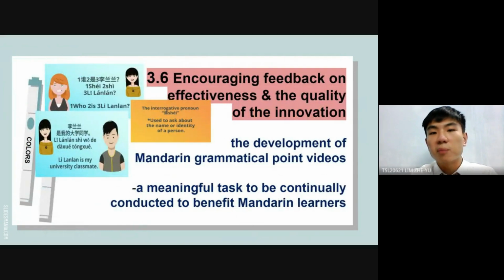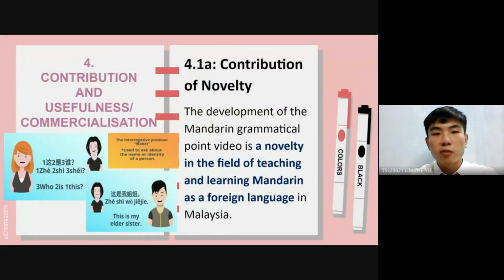The development of Mandarin grammatical point videos is indeed a successful effort and a meaningful task to be continually conducted for the benefit of Mandarin learners in Malaysia. Moving on, for point 4, I'll be talking about the contributions and usefulness of the innovation. So in terms of novelty, the development of the Mandarin grammatical point video is a novelty in the field of teaching and learning Mandarin as a foreign language in Malaysia.